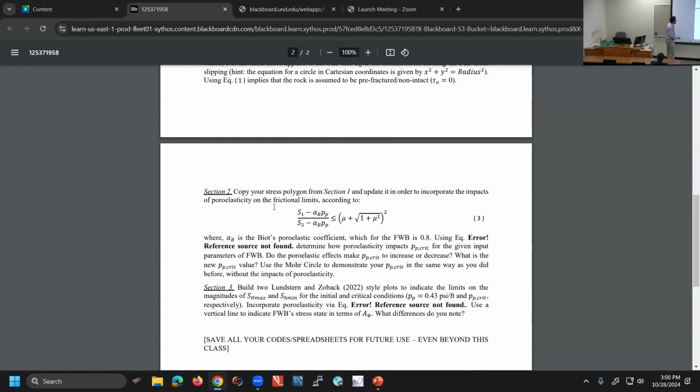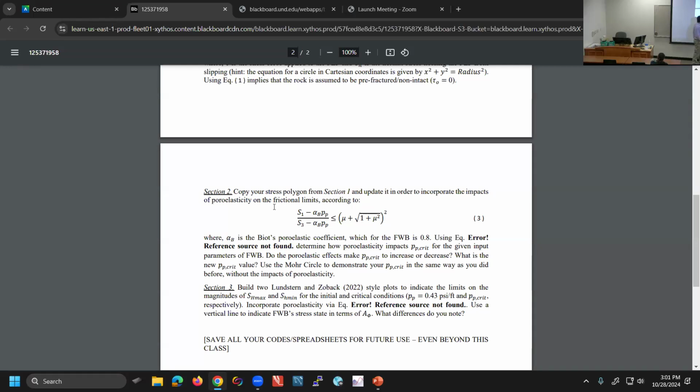Section 2, copy your stress polygon from section 1 and update it in order to incorporate the impacts of poroelasticity on the frictional limits according to equation 3, where alpha B is the Biot's poroelastic coefficient. I didn't update it, I need to fix that on the graph. It needs to say using equation 3.